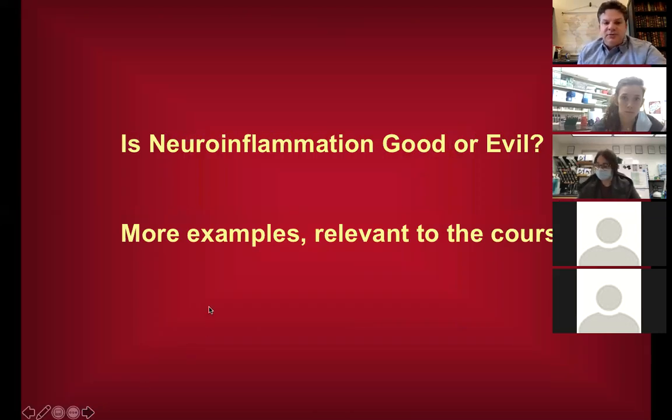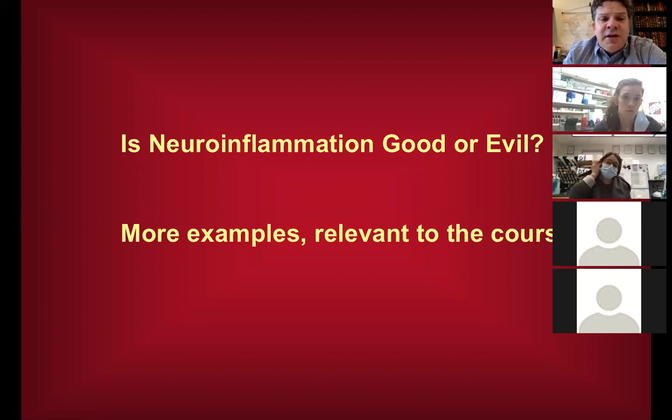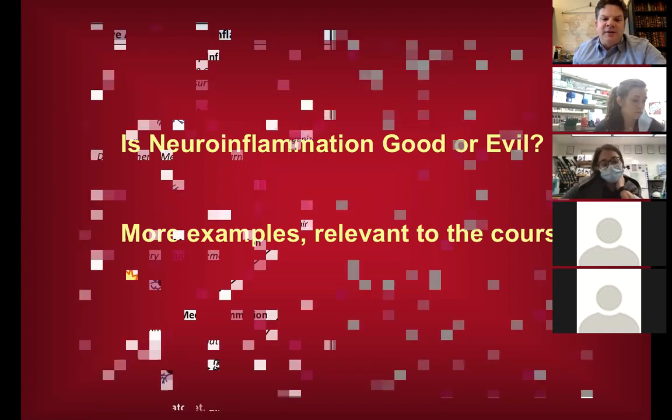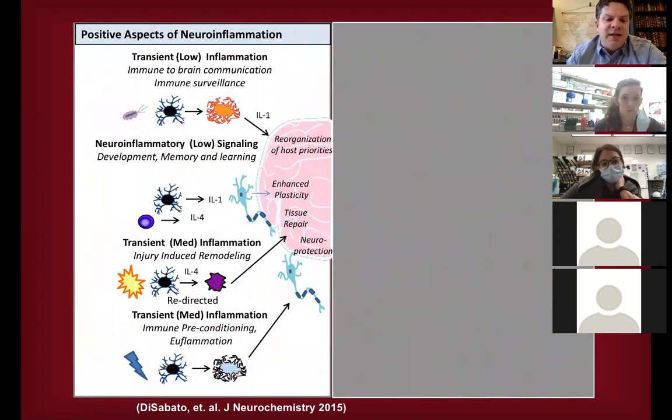So is neuroinflammation good or evil? That's something I think is a theme of the class: too often we think of neuroinflammation as being bad, right? And I gave you an example of a peripheral immune system and CNS connection that's quite beneficial to the host organism. So it's too basic to say that neuroinflammation is always bad or evil. And that's what I wanted to show you in Damon's review paper.